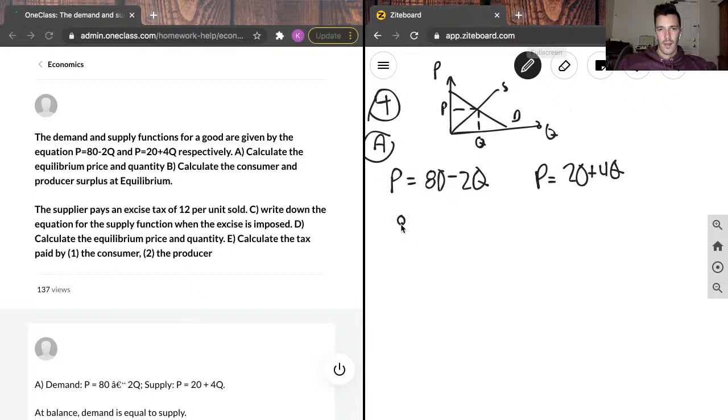With that, we're going to get 80 minus 2Q going to equal 20 plus 4Q. Now we will group like terms. So left side we will make 80. Subtract 20 from both sides to get 80 minus 20. It's going to equal 4Q.